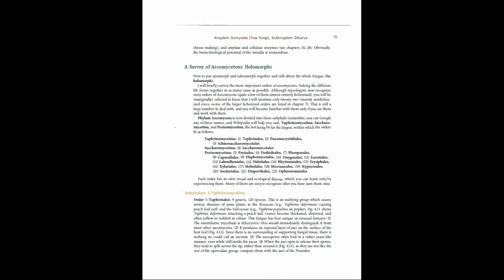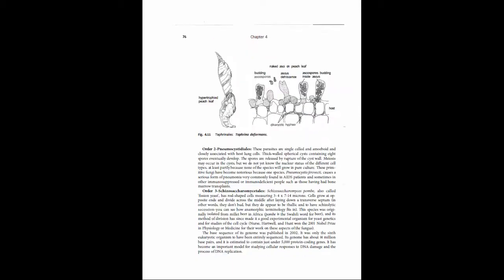Compare them with the asci of Pyronema. Chapter 4. Hypertrophied peach leaf. Naked asci on peach leaf. Ascospores budding inside ascus. Dehiscence. Host. Fig 4.11 Taphrinales, Taphrina deformans.